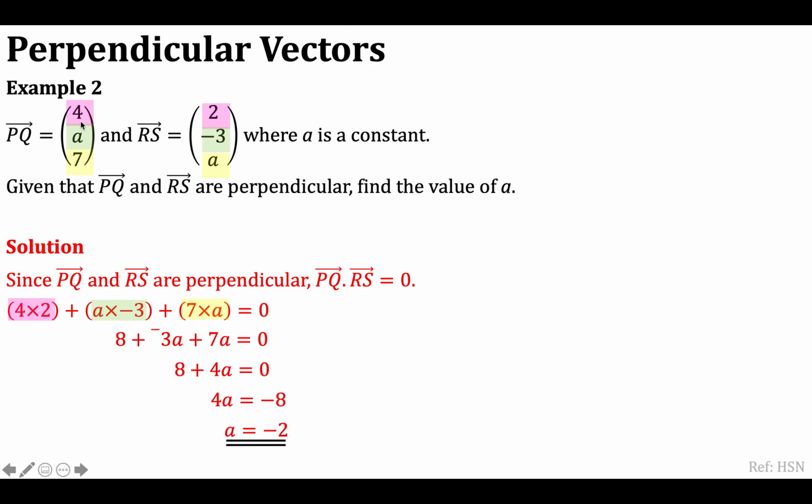And that means that when a is negative 2, PQ would be (4, -2, 7), RS would be (2, -3, -2), and we can see then that they would be perpendicular. So just now it would be a good time to pause the video before the screen goes blank, take this down in your notes, and then complete the assigned questions for today.